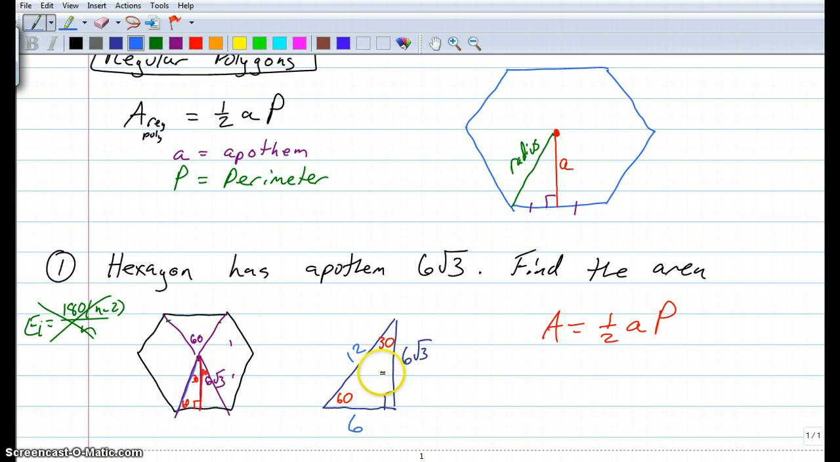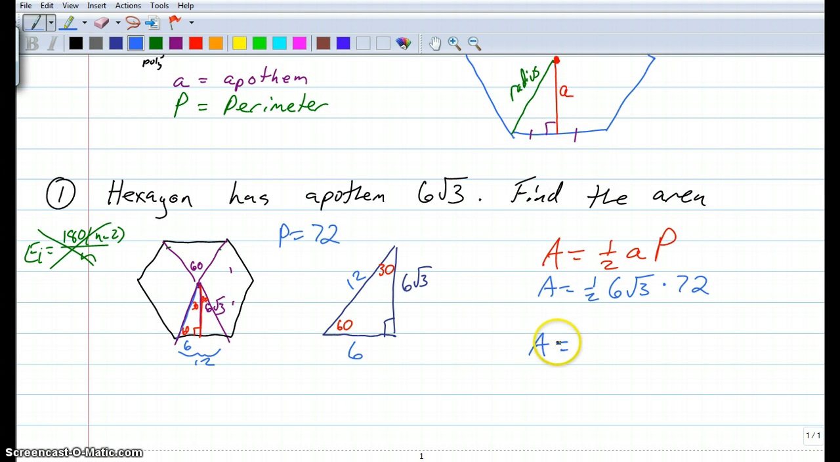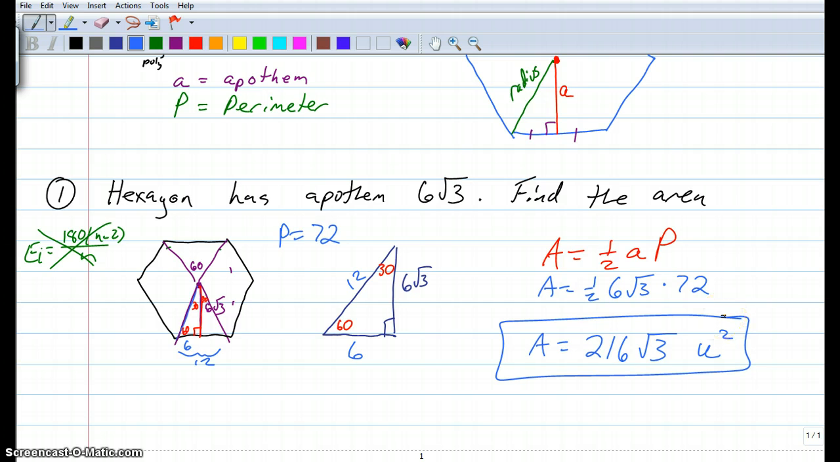Anyways, taking this triangle and putting it back here, this piece is 6. So how big is this entire side? This entire side would be 12. Thus, the perimeter of this hexagon would be 72. All right, so now we've got the apothem, we've got the perimeter. Area is equal to 1/2 the apothem, 6√3, times the perimeter, which is 72. So the area of this regular hexagon would be 1/2, 3 times 72 is 216√3 units squared. That would be our area here.